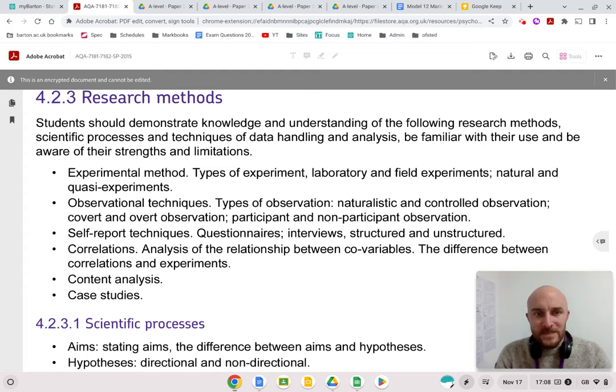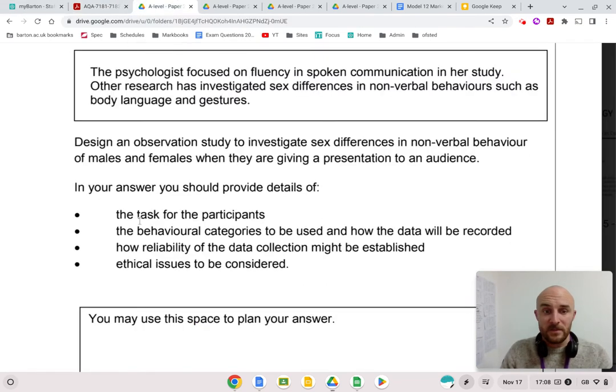So the key first thing, you need to know everything on the screen now. You need to know what's meant by the different types of observation. You need to know what's meant by a structured or unstructured or covert or overt observation, for example, or structured or unstructured interview. You need to know what's meant by correlations. You need to understand a content analysis. Failure to actually understand this will mean you will not be able to answer this. So in this case, you're being asked for the task for the participants, what the behavioral categories were in this case. So just a bit of a heads up, really.